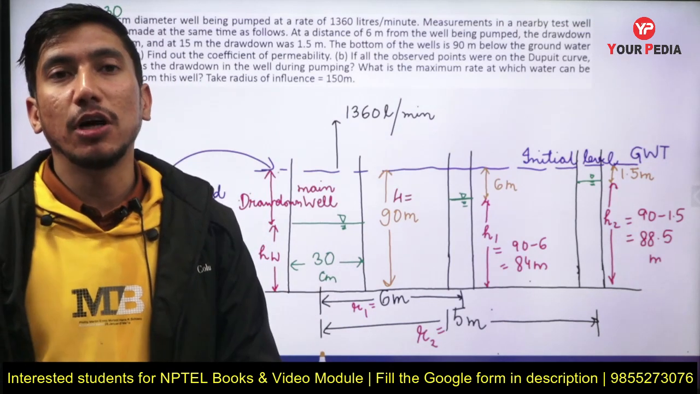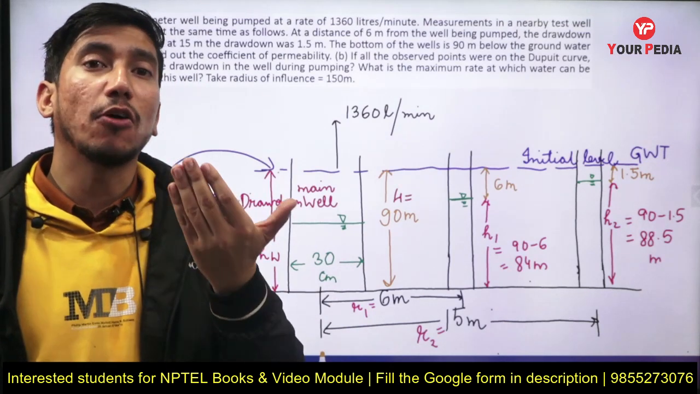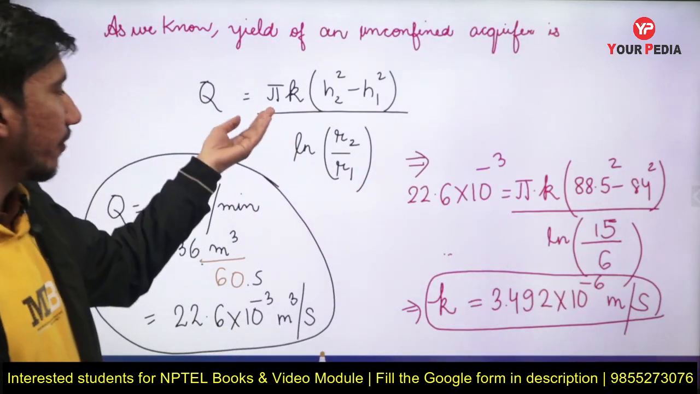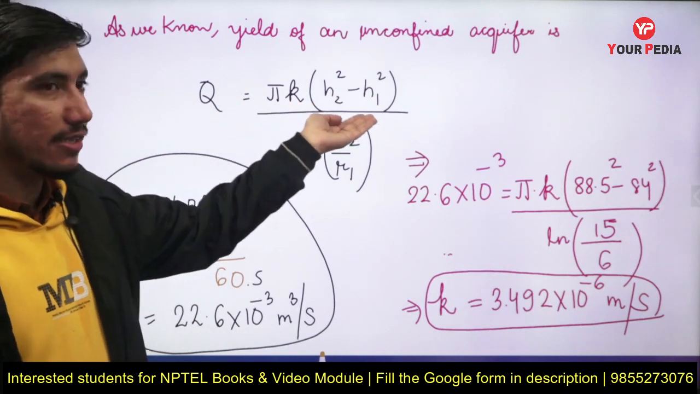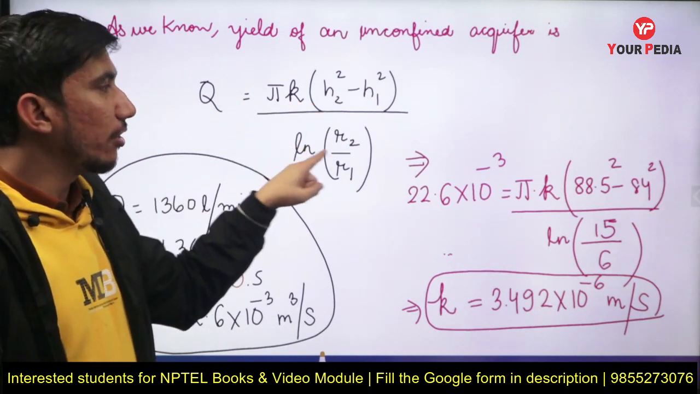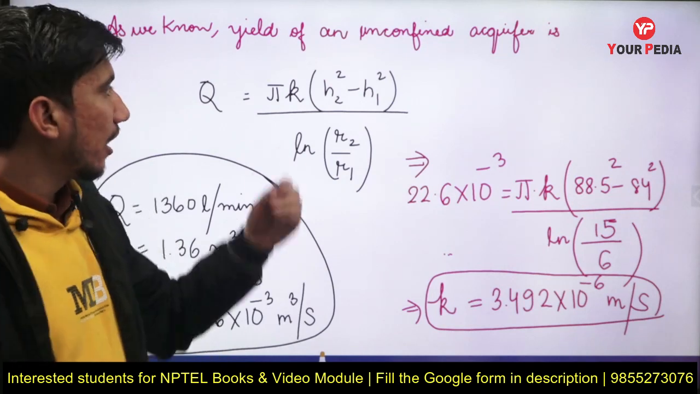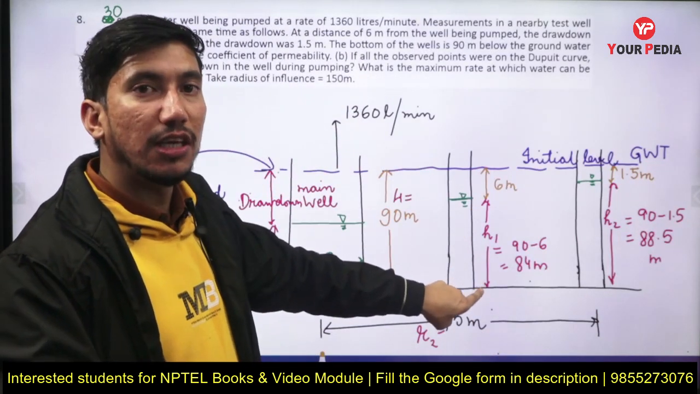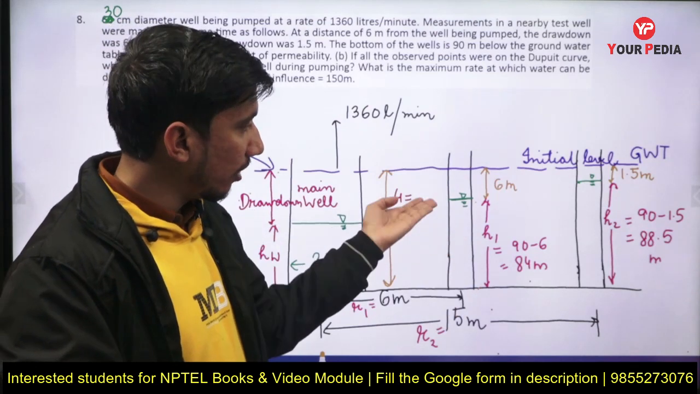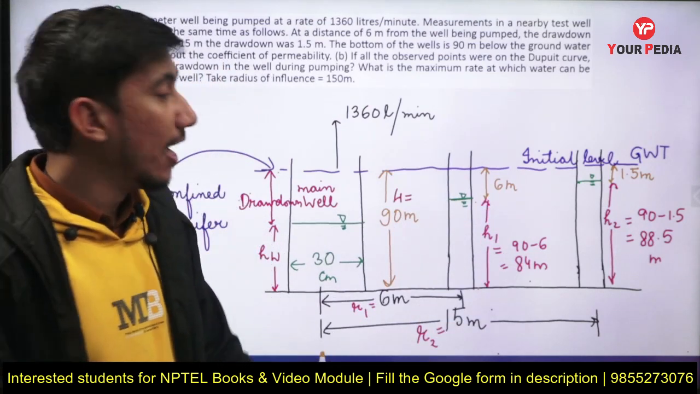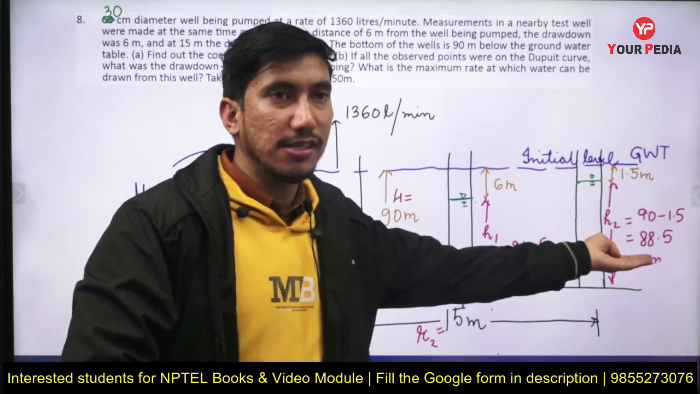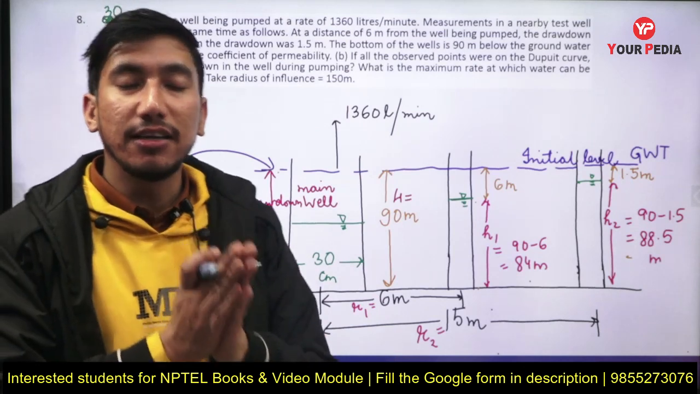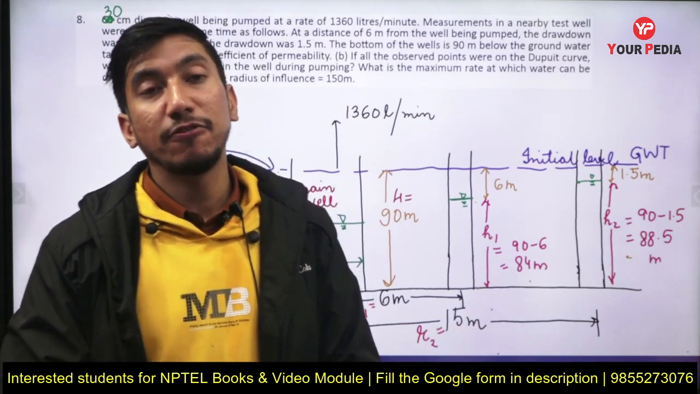So let's just move on to the first question, in which we will find the coefficient of permeability. We know that the formula in case of unconfined aquifer is Q = pi k (h2 squared minus h1 squared) divided by natural log of r2 by r1. Now h2 and h1 are basically the distances from the base of the aquifer to the water levels in that particular well. So in this case it is coming out to be 84, in this case it is coming out to be 88.5, and R2 and R1 are the distances of these wells from the main well.